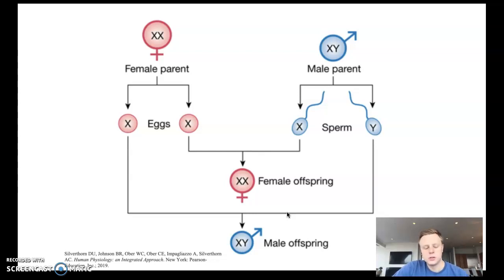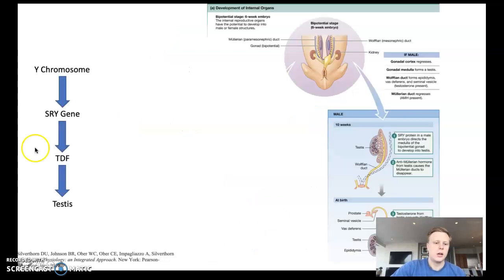The reason that the Y chromosome leads to the male sex is because of the sex-determining region of the Y chromosome, which is also known as SRY, the SRY gene. When the SRY gene is present, it causes the production of testes-determining factor, or TDF, that binds to DNA and activates additional genes which lead to further development of male genitalia, such as the testes. This is again shown over here as we see the Y chromosome with the SRY gene into TDF and then eventually testes.